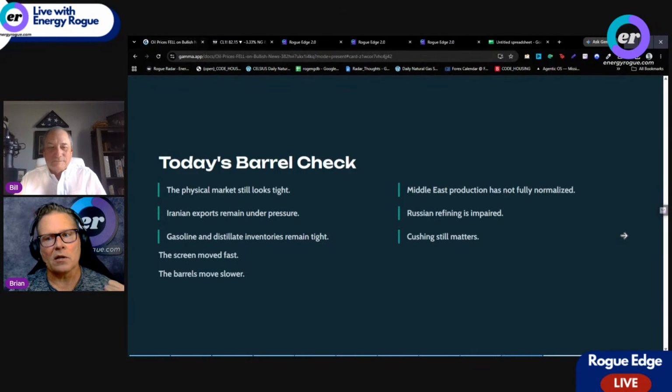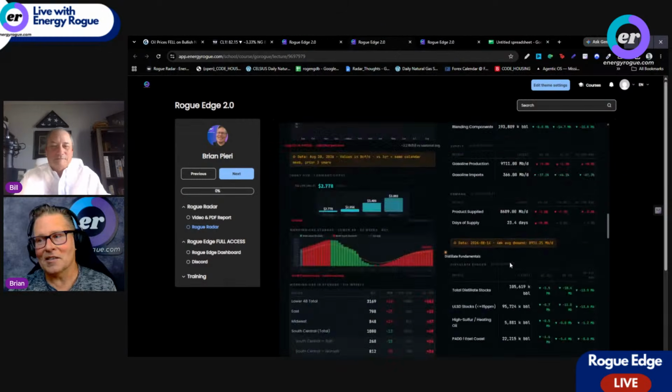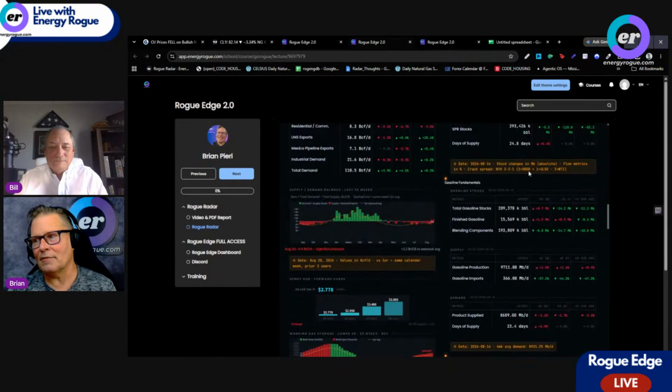The physical market looks tight, right? Not loose, meaning extra barrels floating around. Iranian exports may have some increased pressure with the sanctions. Gasoline and distillate inventories. Let's go ahead and pull out our rusty tool. This is like a Swiss Army knife. So we can look at gasoline stocks in the U.S.